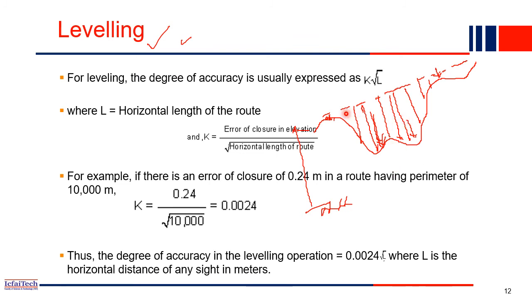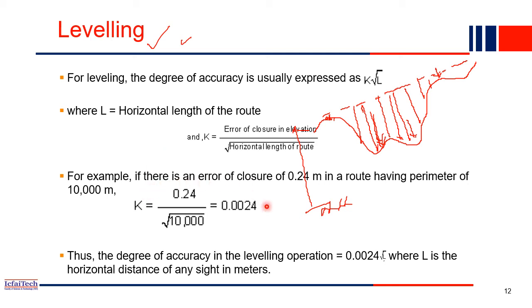So in the leveling also, the degree of accuracy is usually expressed as k root over of L. Very much important, what is L? L is the horizontal length of the route. This is a straight line, and k we are finding out, right? So k will be the error of closure in elevation. So from here you start, so this measurement, this measurement, this measurement. If we are changing the instrument, so from here we took instrument here, then find out the elevation for this point, instrument is now here, like that if you do. So there also we have the closure of elevation. So the error in the closure of elevation divided by the root of the horizontal distance you have covered total, that will give you the accuracy in the leveling.